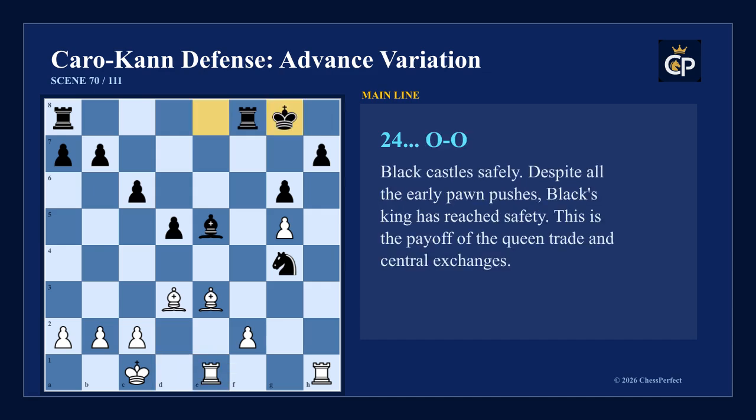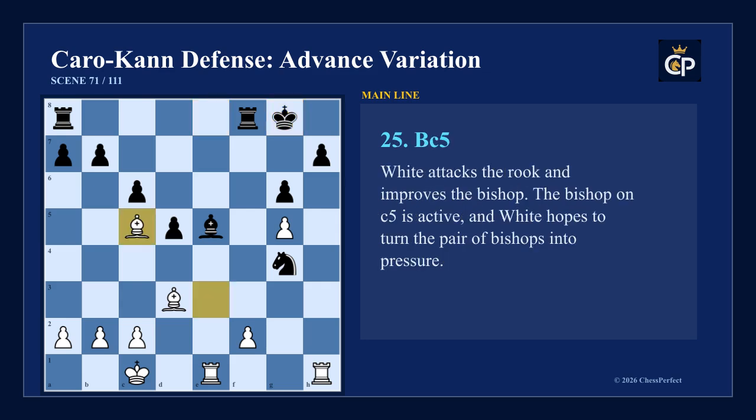Kingside castles. Black castles safely. Despite all the early pawn pushes, black's king has reached safety. This is the payoff of the queen trade and central exchanges. Bishop c5. White attacks the rook and improves the bishop. The bishop on c5 is active, and white hopes to turn the pair of bishops into pressure.